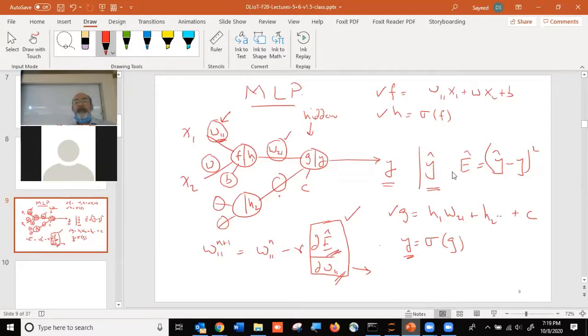chain rule. If I want to do this, can somebody tell me what it would be? So this is going to be equal to what? Apply the chain rule. The derivative of E hat with respect to Y first, and after that with respect to G, very good. With respect to W2, W21. Then going ahead, W21 with respect to H. Derivative of H with respect to F, and then derivative of F with respect to W11.